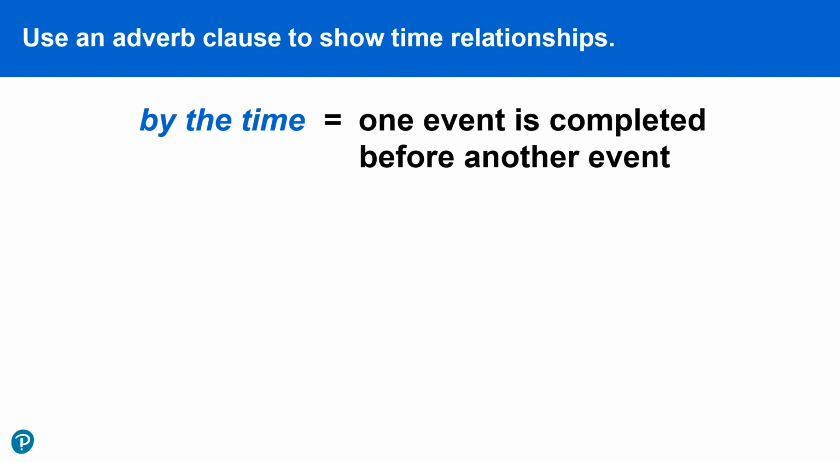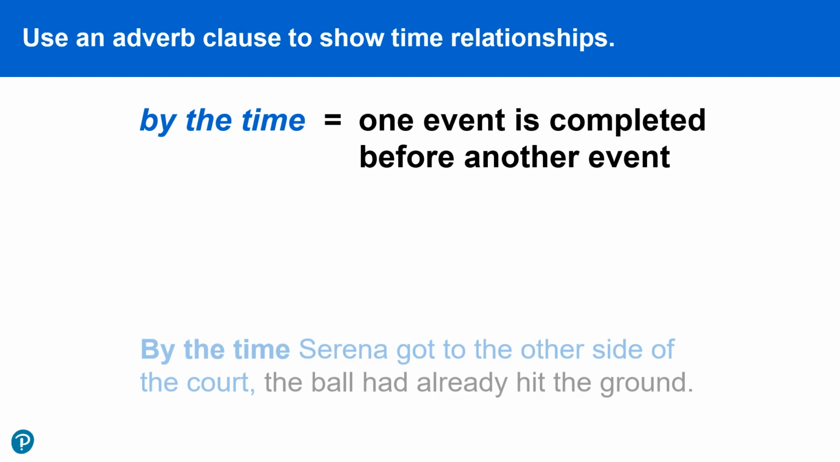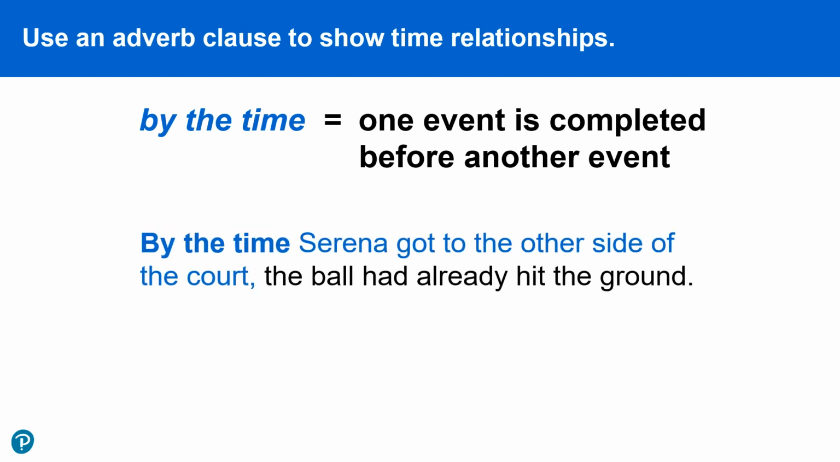By the time means one event is completed before another event. By the time Serena got to the other side of the court, the ball had already hit the ground. So the action of the ball hitting the ground is completed, it's finished before this next event happens where Serena gets to the other side of the court. So the ball hits the ground and that's done before Serena gets to the other side of the court. Or by the time Serena got to the other side of the court, the ball had already hit the ground.